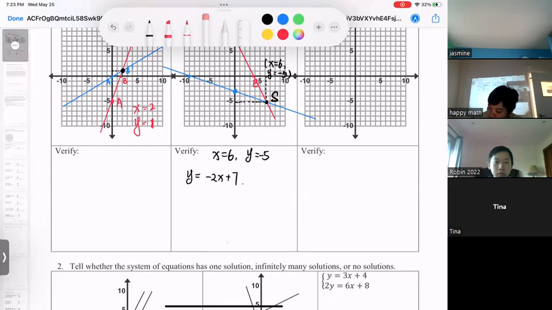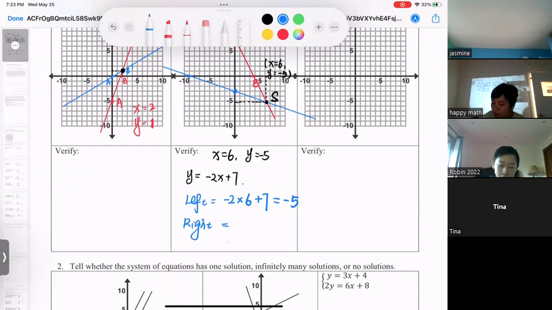When x is 6, the left is equal to -2 times 6, adding 7. See, -2 times 6 is -12, plus 7 is -5. Is that equal to the right? Because the right is y, which is -5, right? Did you agree with that?